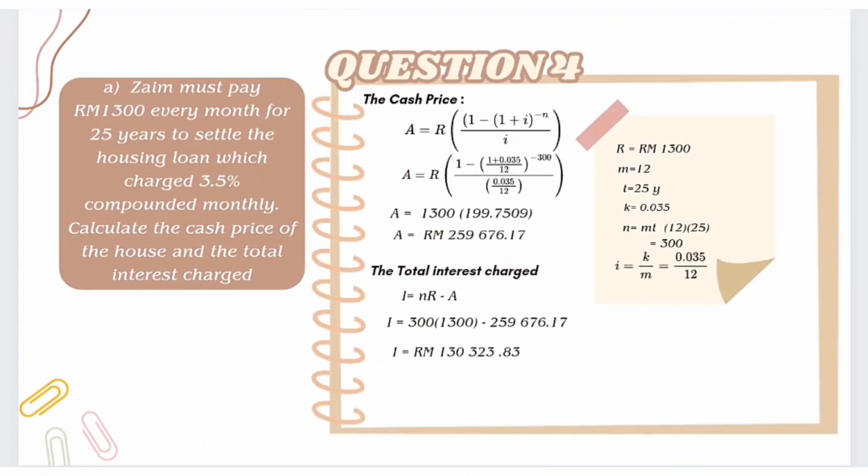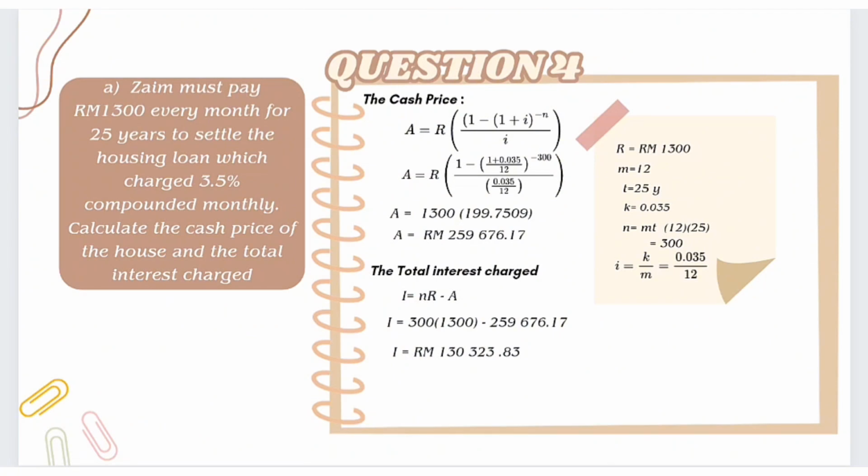Hi, so I will be explaining question 4, which is A. Zaim must pay 1,300 ringgit every month for 25 years to settle the housing loan, which charges 3.5% compounded monthly. Calculate the cash price of the house and the total interest charge.